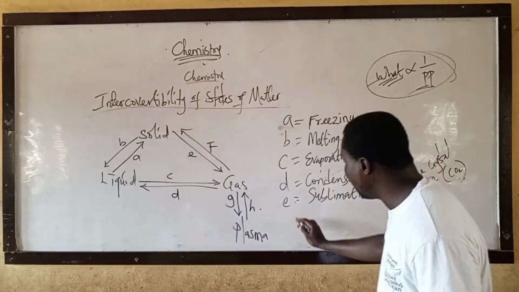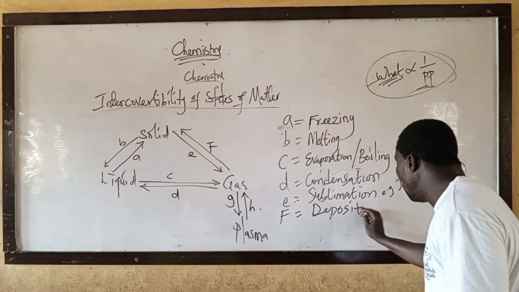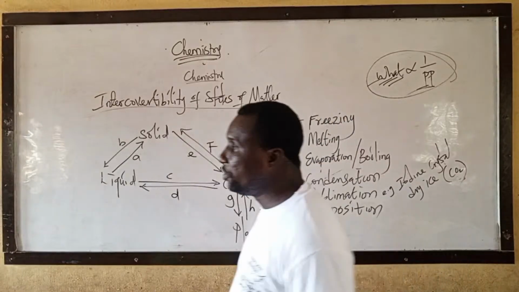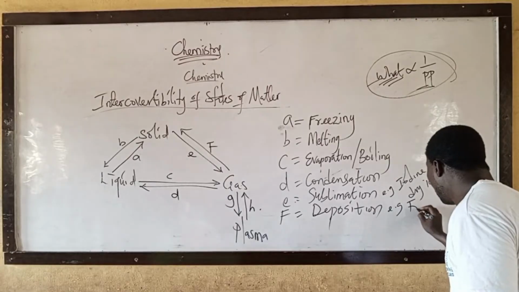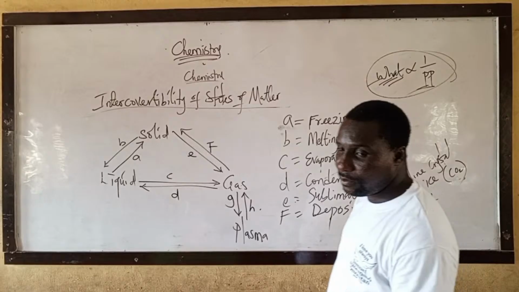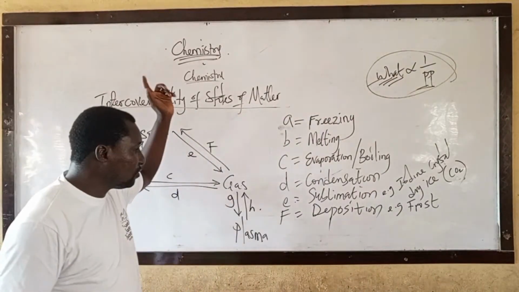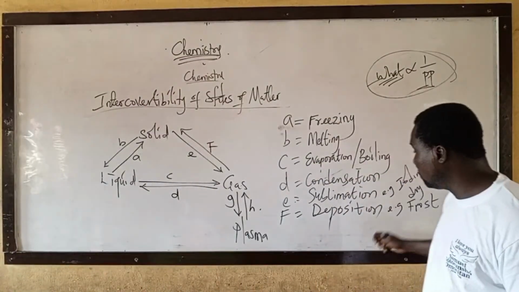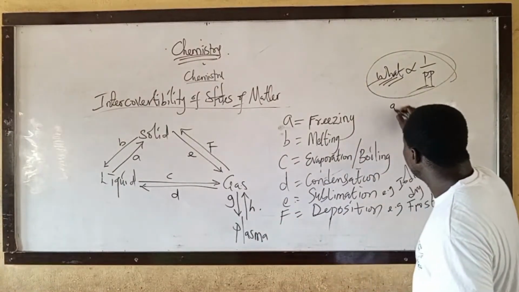Okay, look at gas to solid. F is called deposition. Example of a substance that can do that is frost. We don't have it in Nigeria. I don't know, maybe you've seen it. It changes directly from gas to solid. Take note.